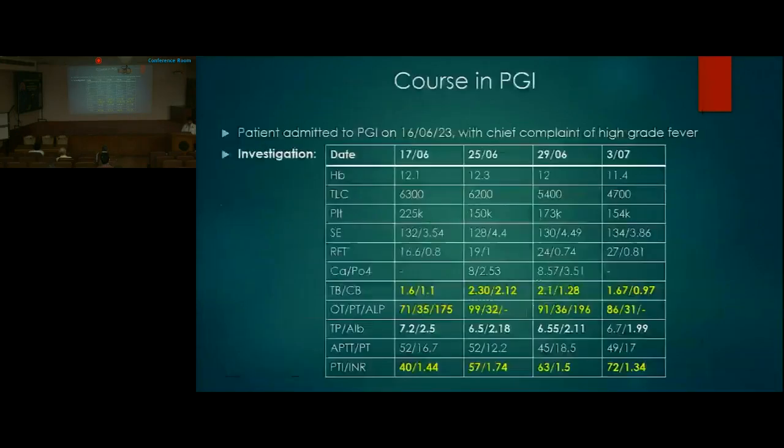During the course of admission, patient had raised bilirubin, maximum documented up to 2.30 with conjugated fraction of 2.12, and patient had also developed coagulopathy, INR reaching up to a maximum of 1.74. Both bilirubin and INR were in a decreasing trend during the later course of stay in the hospital.